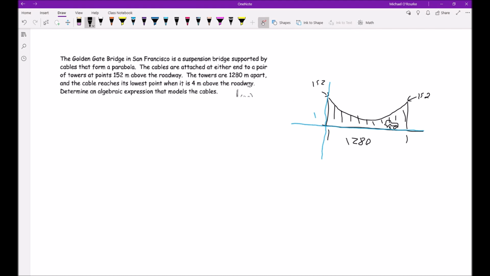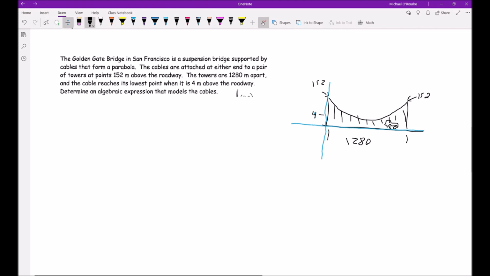Okay. The towers are 1,280 meters apart. That's long if you think about it. That's a kilometer. So that's pretty much from St. James almost to the 7-Eleven. That'd almost be about the same. Okay? So that's that far apart. The cables reach the lowest point 4 meters above the road. So this point here is 4 meters above the road. Determine the algebraic expression used to model the cable.